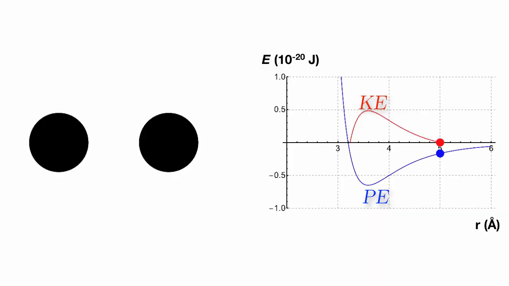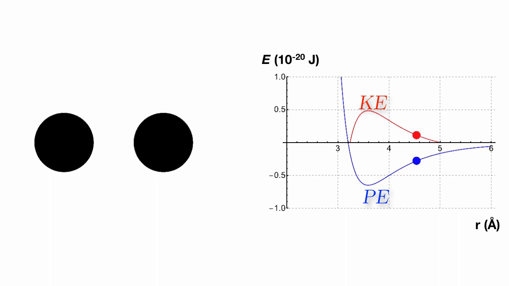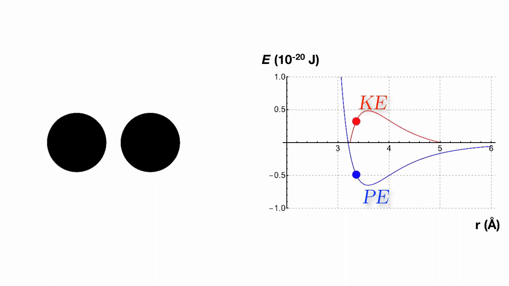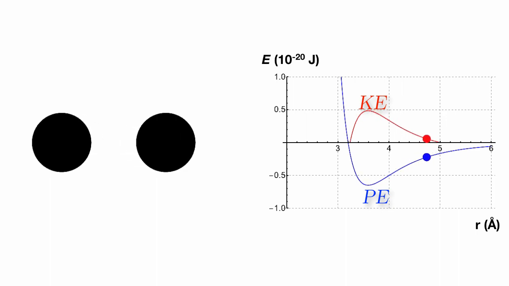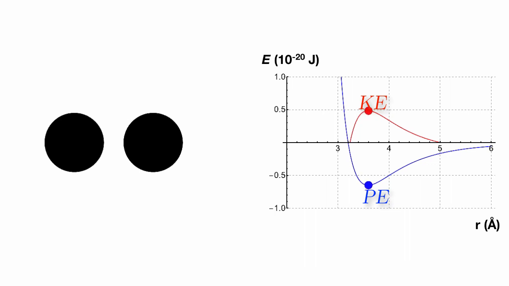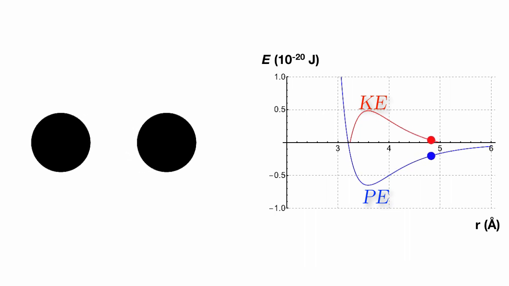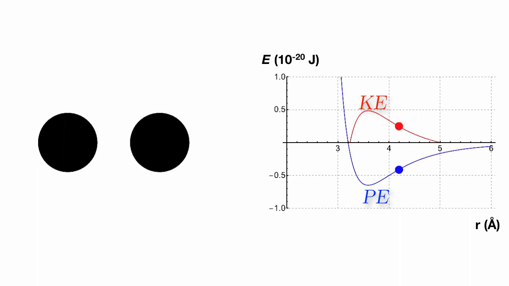Here's another example of a diatomic molecule. The total energy is large enough that the atoms are oscillating back and forth, sort of like a mass on a spring. But the total energy is negative, so the atoms are bound together. Since the potential energy curve is steeper at small distances, the force is stronger there, the atoms are accelerating more, and the kinetic energy changes more rapidly.